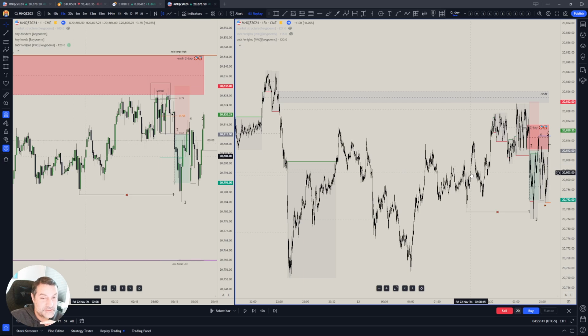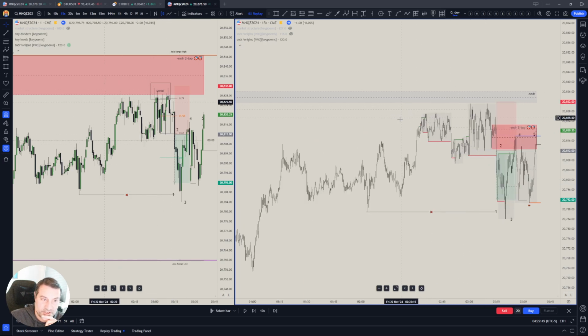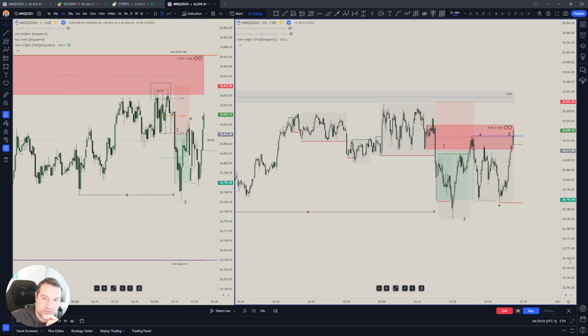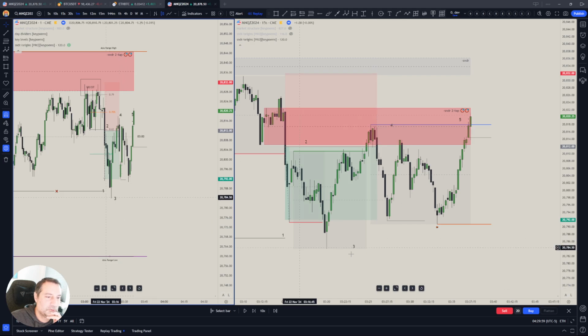So as I was trading this, I was thinking, of course, there are orders here, there's an unmitigated SNDR. We might go up there before we move down, but that never happened. Now, don't ask me how I know.